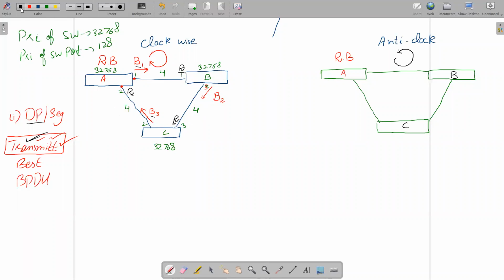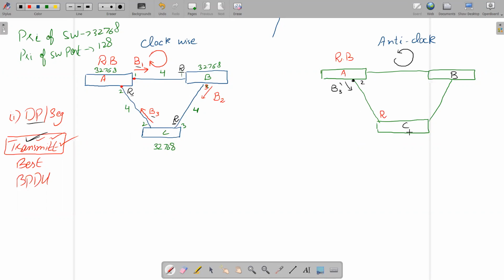So keep an eye. In the anti-clockwise direction, one BPDU from the root bridge will be transmitted through this port, and this is your port number 2. I'm giving it the name B3 dash, the opposite name. I have written B3 over here. Now I'm writing B3 dash over here. And again, this is your receiving side. I'm not interested in the receiving side.